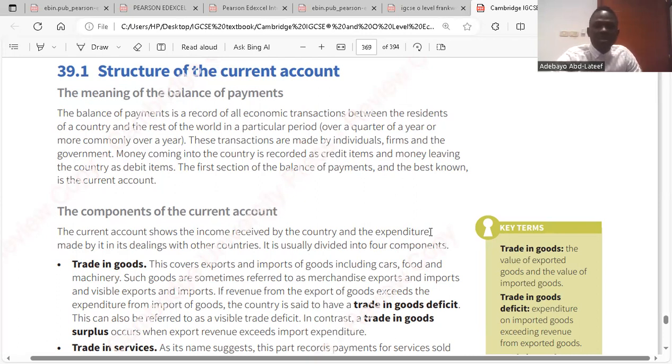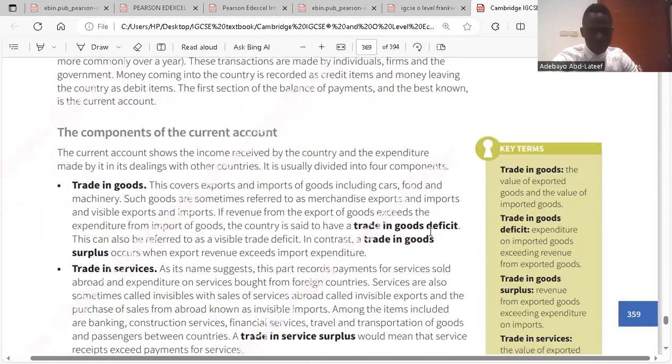Yes. So for the records, the first section of it is what we call the current account. So for the current account, this is where we talk about the real balance of payments. But you have to take note that when we talk about the balance of payment, we have the credit section and the debit section. Money that comes into the country is recorded on the credit section of the balance of payment, and money that goes out of the country is recorded in the debit section of the balance of payment. So we start with the components of the current account.